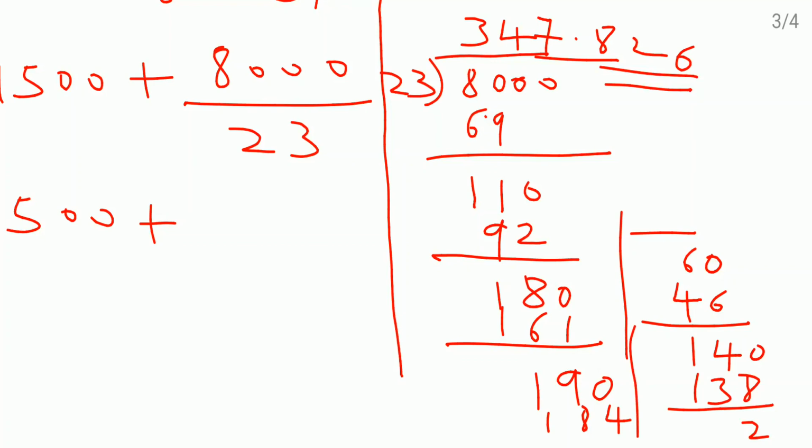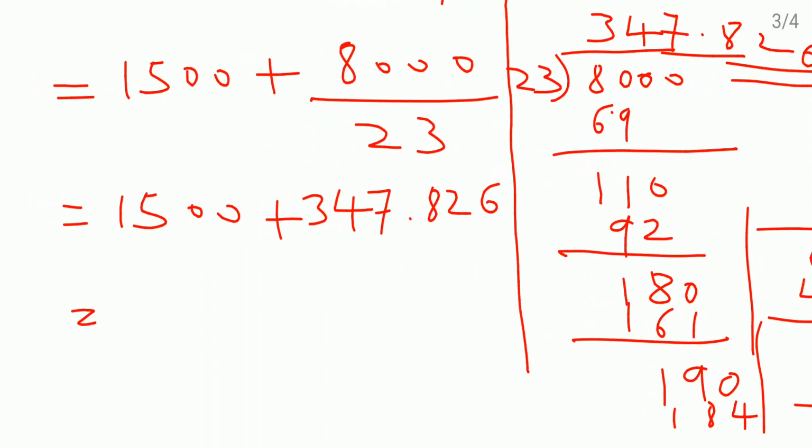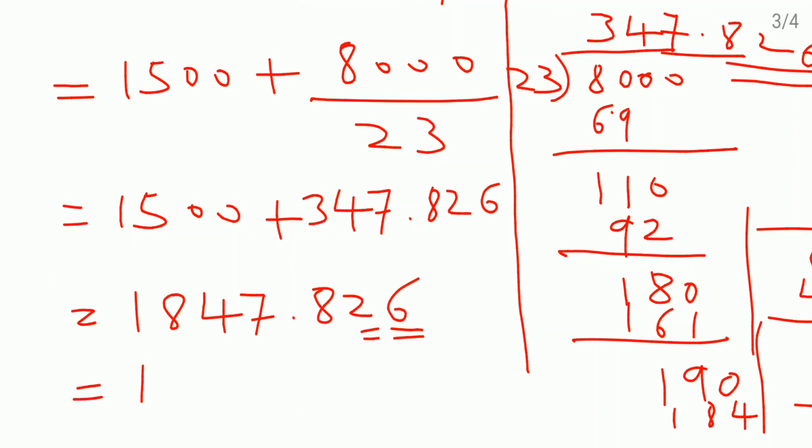So here what I will write down, 347.826. Here you see now the addition of these two numbers, which comes as 1847.826. I said this last digit is more than 5, so you can increase the previous digit by 1. So our answer will become 1847.83.